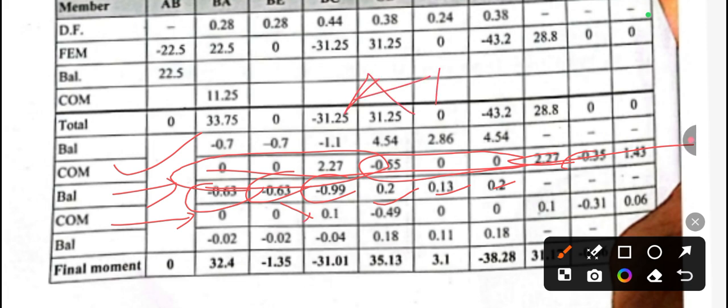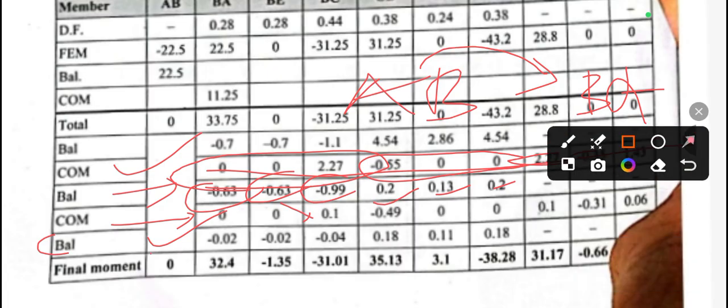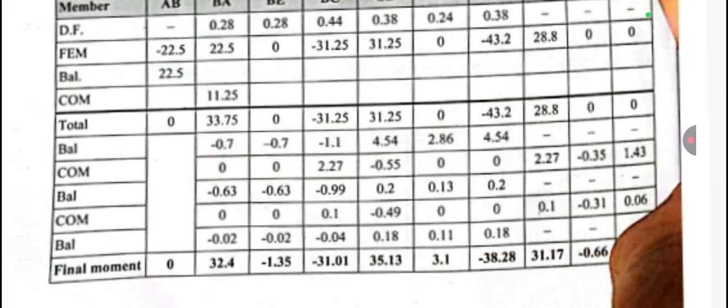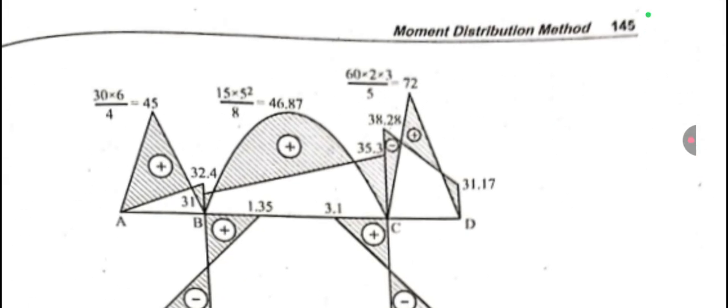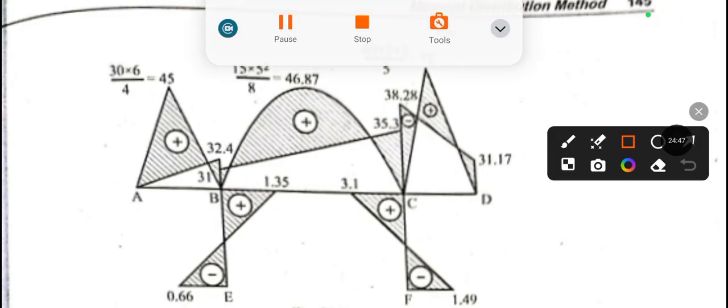If the member is BA, then in the carryover moment we have to just transfer half of this to the AB portion, AB to BA and BA to AB, only this much. And finally we balance, and after balancing we add all these values and we get this much value. This will be our final moment. Now we have all the values, and we just need to plot the bending moment diagram.